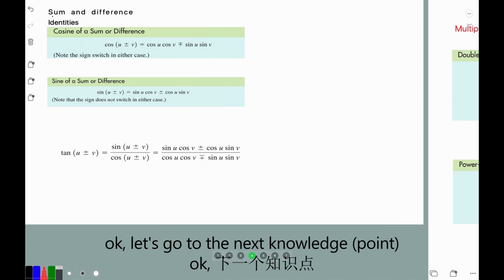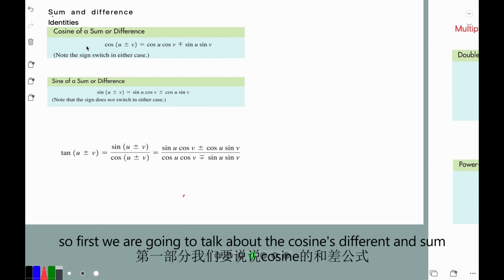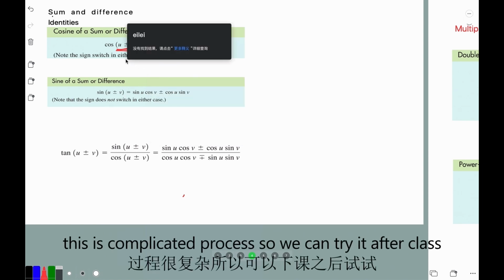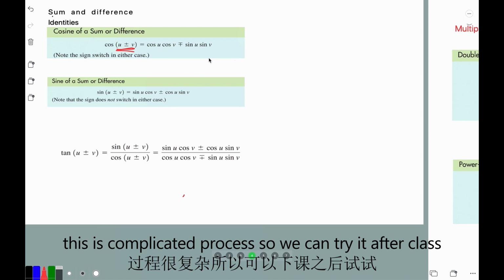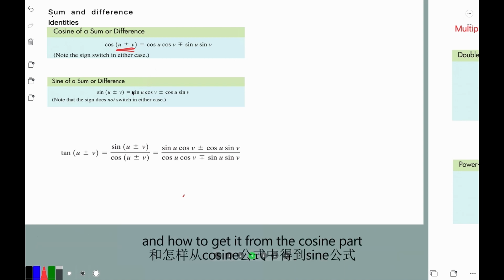Okay, let's go to the next topic. These are the sum and difference identities. First, we're talking about the cosine of a difference and sum: cosine of u plus or minus v equals cosine u times cosine v minus or plus sine u times sine v. This is a complicated process, so we can try it after class. And I will deduce the sine of a sum or difference for you, from the cosine part.